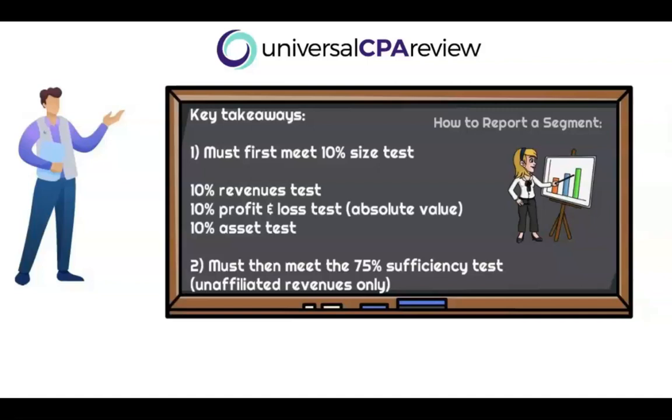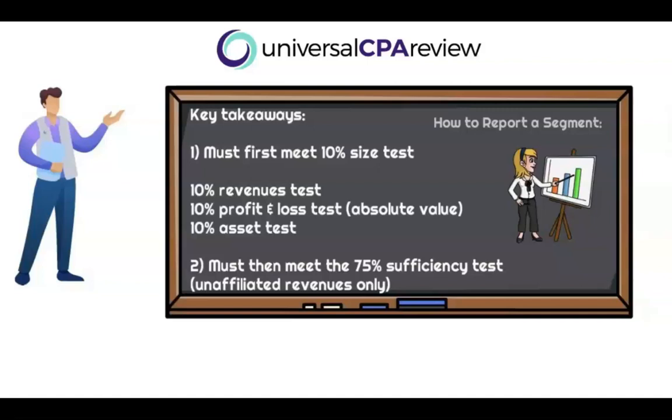This is step 2. We must remember that this is not going to include intercompany transaction sourced revenue. We're going to take the total unaffiliated sourced revenue from reportable segments, divide it by the total consolidated revenue for all segments, and determine whether or not it exceeds 75%. Okay, so these are the tests that must be met for segments to be reported in the complete set of financial statements.